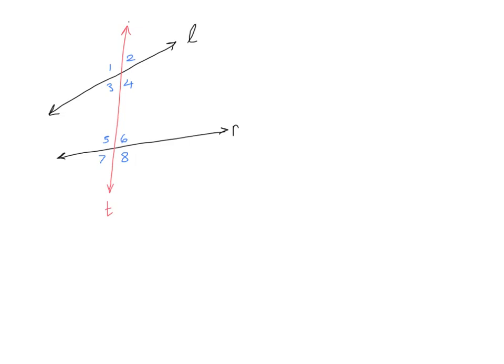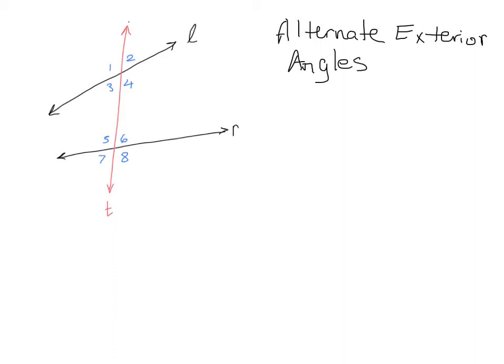Okay, so the next term is alternate exterior angles. And hopefully you remember what exterior angles are. Okay, so hopefully you remember that the exterior angles are the ones outside of lines L and R, so 1 and 2, and our 7 and 8 are exterior angles.